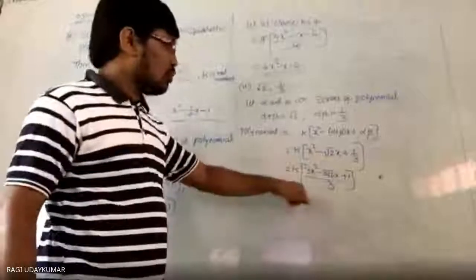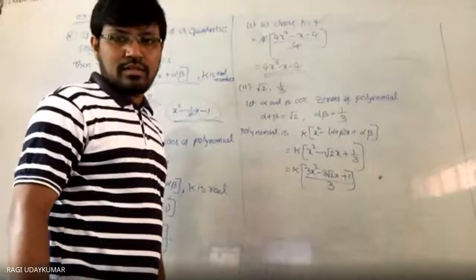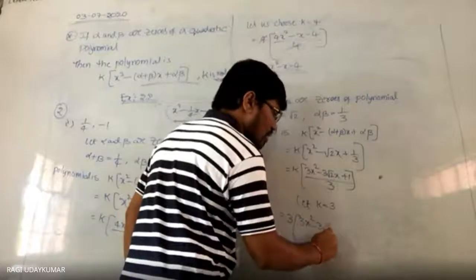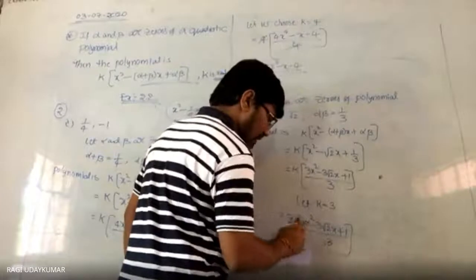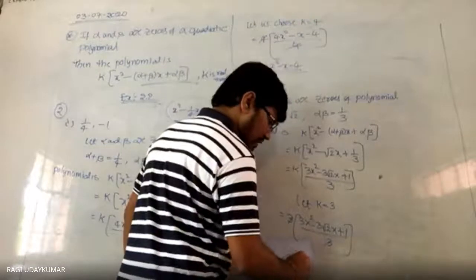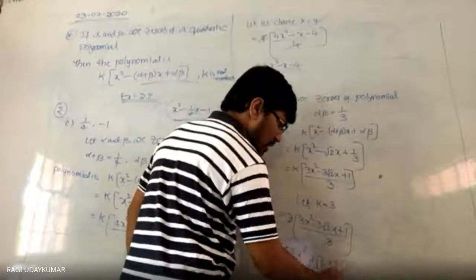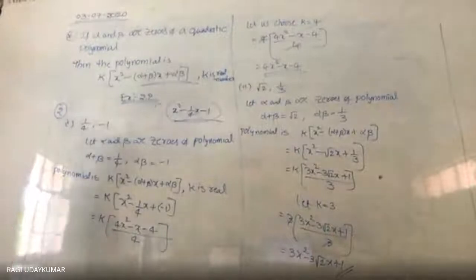Now what can we choose? k can be chosen as 3. Let k is equal to 3. So 3 into 3x square minus 3√2 x plus 1, divided by 3. The 3 will get cancelled and you will get 3x square minus 3√2 x plus 1. Did you understand?